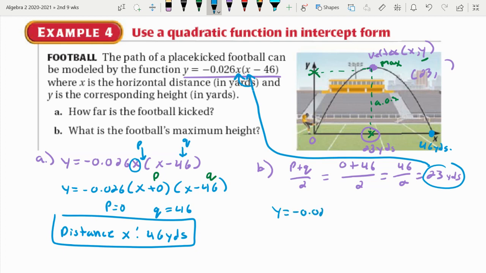Get negative 0.026 times 23 times 23 minus 46. All right, and then we're going to work these out. And we can put these in our calculator. All right, so just a quick calculation here. So negative 0.026 times 23 times 23 minus 46. And then I get something like 13.75. All right, you can round this, and in the homework, I asked you to round to the nearest yard. So this one, I would say, is about 14 yards.